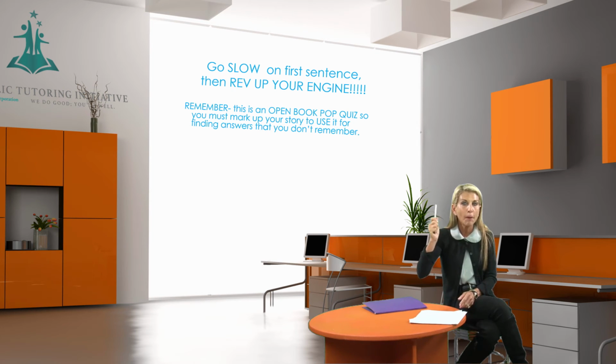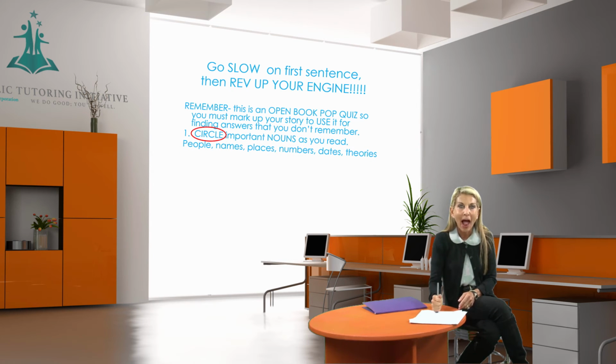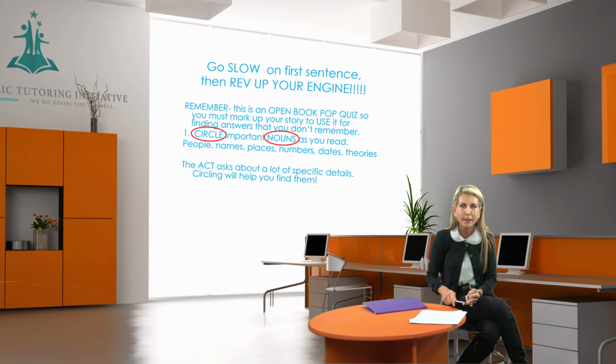I have mine to remind you. Number 1. Circle important nouns. Now you know that means a person, a place, a thing, any number. That would mean a date or a ratio or a fraction. Those are all numbers. Theories, okay? Did you ever wonder why they named freeways for numbers? It's because numbers are easy to locate, to find, like the 305 or 85 or 95. We can quickly see those numbers.